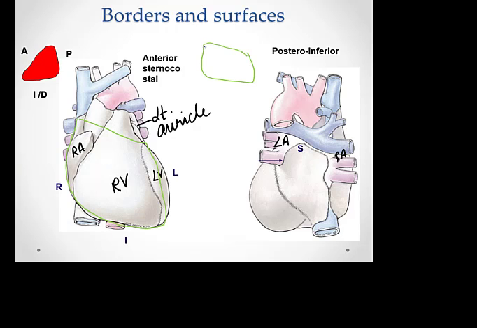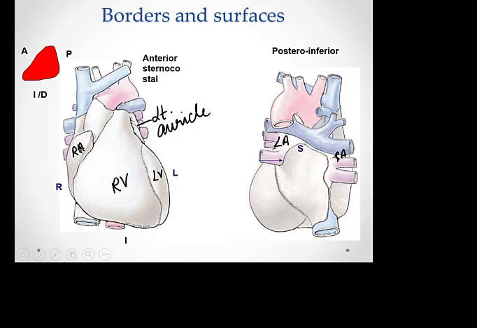So you can see that it's somewhat like this. Okay, so this is the right side, this is the left side, this is inferior, and this is superior. Okay, now if I was to show this to you, this would be the right border of the heart, this would be the inferior border of the heart, this would be the left border of the heart, and that there would be the superior border of the heart.